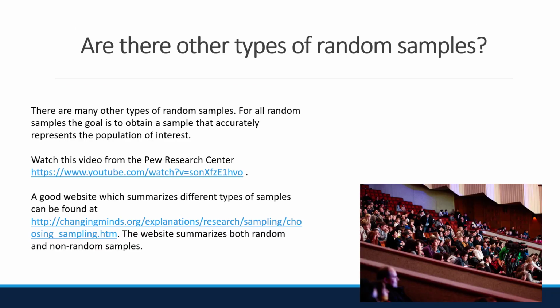Are there other types of random samples? There are many other types of random samples. For all random samples, the goal is to obtain a sample that accurately represents the population of interest. Watch the video located in the script from the Pew Research Center. There are also several good websites which summarize different types of samples, one of which can be found at the link given here and in the scripts. This website will summarize both random and non-random samples.